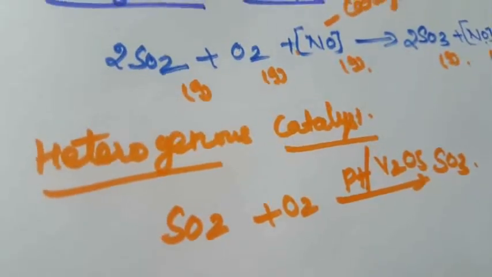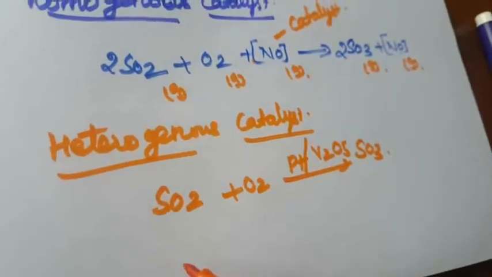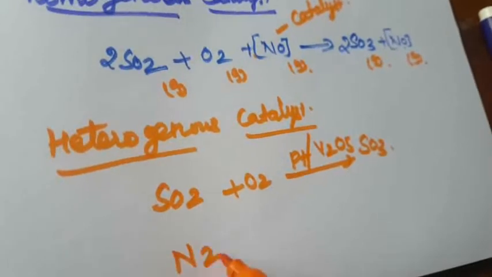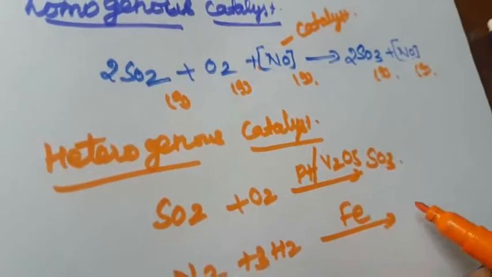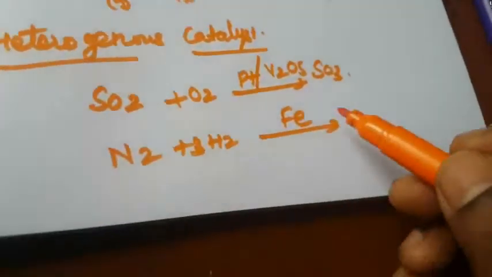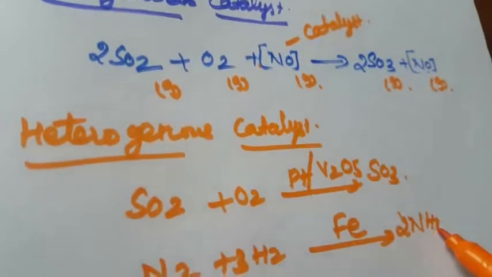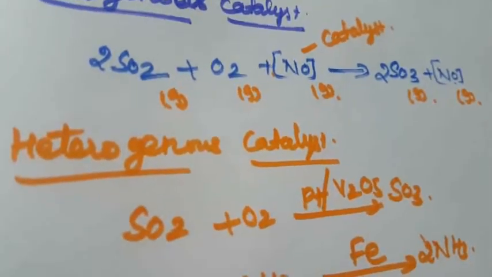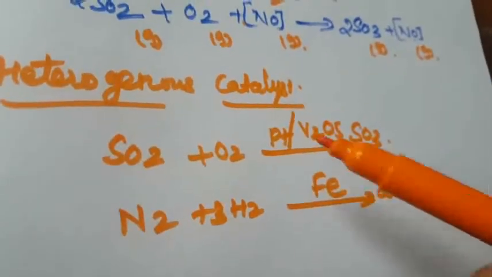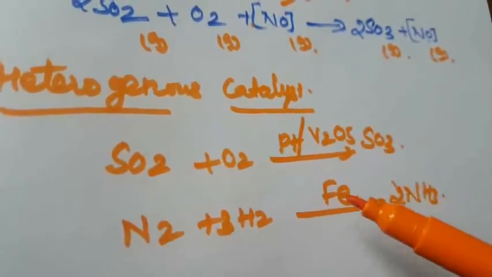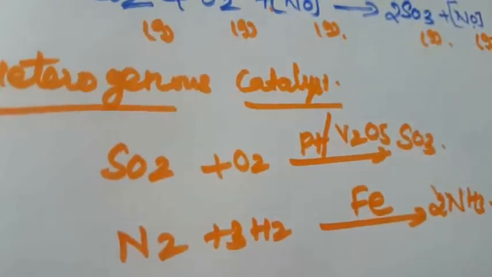So that is called a heterogeneous catalyst. There are many examples. Another example is the synthesis of ammonia: N2 plus 3 molecules of hydrogen, with iron as the catalyst. Iron is a solid, while the rest are gaseous molecules. This is also an example of a heterogeneous catalyst. Many examples are in your textbook, the Haber's process; learn any two examples.